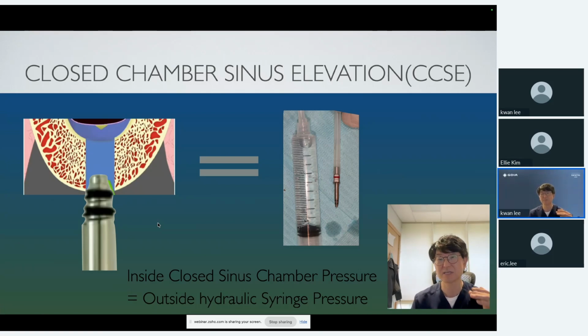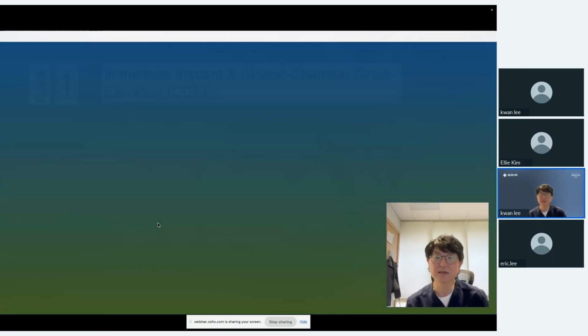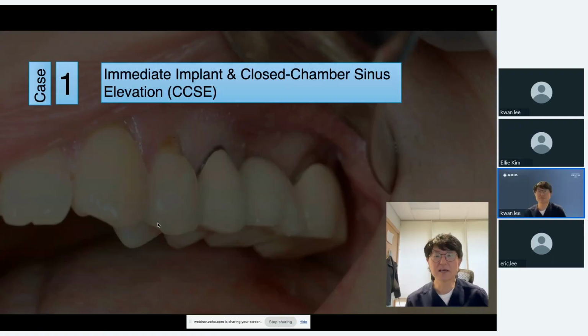So this is very simple. I guess it's too simple. Well, there's more to it, but for the time being, I think this is a way to explain that. So let's dive into the actual case.